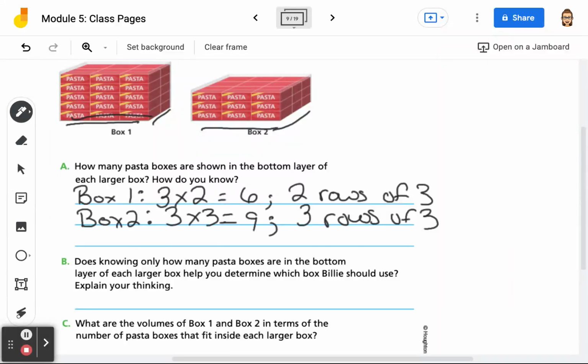Does knowing only how many pasta boxes are in the bottom layer of each larger box help you determine which box Billy should use? And explain your thinking. Well, if I have 6 and 9, I could build both of them up to have at least 29. 6 times 5 equals 30. 9 times 4 equals 36. So those would both work. But boxes aren't necessarily going to hold an unlimited amount. So no, because the boxes have different heights.